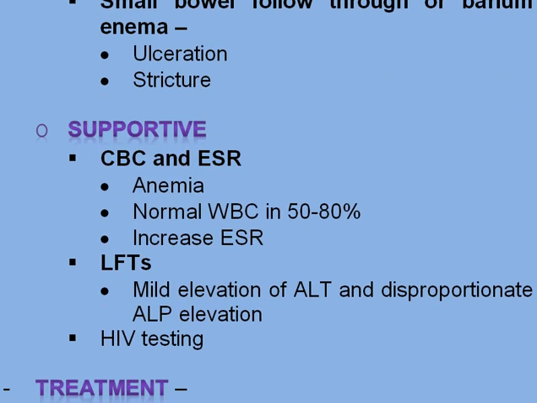So for supportive testing you can do CBC and ESR, which show anemia, and white blood cell count is abnormal in 50 to 80%. ESR will be raised. LFTs: there will be mild elevation of ALT and disproportionate increase of alkaline phosphatase in case of hepatic TB. HIV testing. Then you will do the other supportive testing as needed.